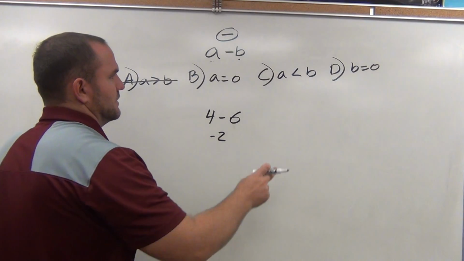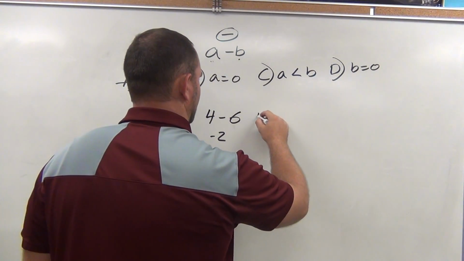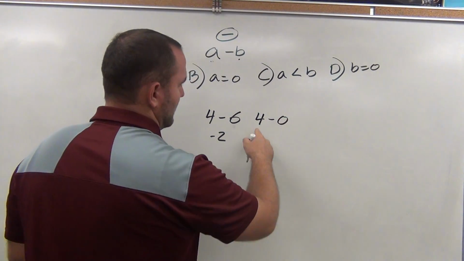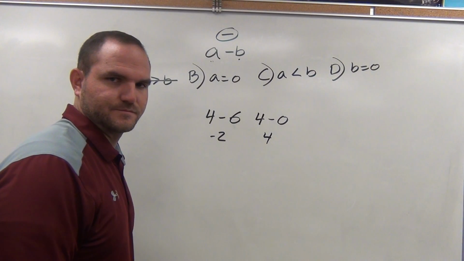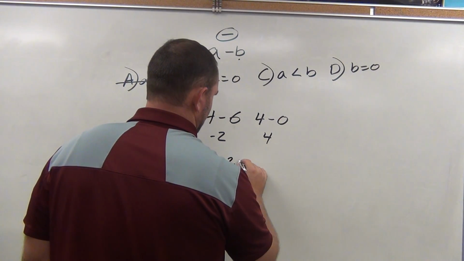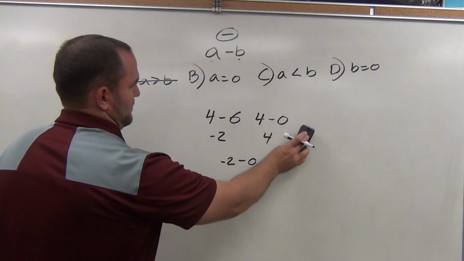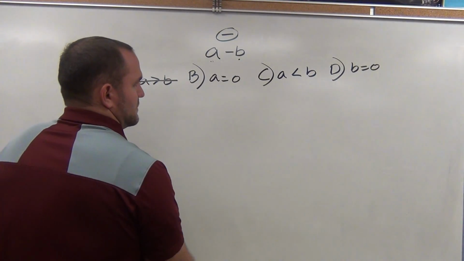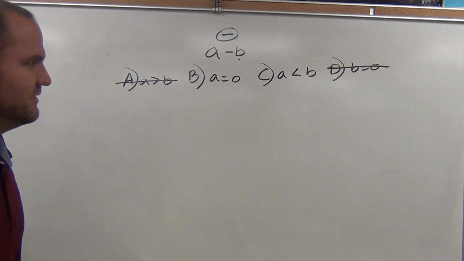Now looking at this here, I know that B, if it was 0, let's say that it was 4 minus 0. Well, this one right here would be the bigger number and it would take over. Okay, so let's say it was a negative 2 minus 0. Well, that would be a little different, but they're not talking about that. So this one here would actually go away too. So now I'm down to 50-50.